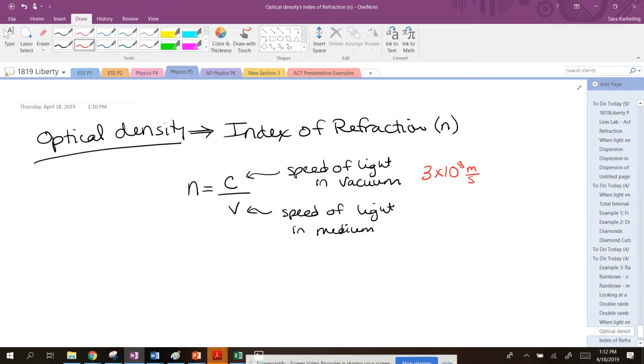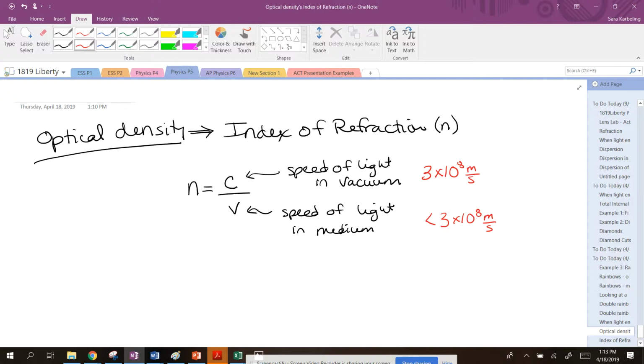Tell me about the speed of light in some medium, something other than a vacuum. Is it going to be faster or slower? It's going to be slower. So the V value will always be less than 3 times 10 to the 8th meters per second. If C is always 3 times 10 to the 8th and V is always less than that, what can you tell me about the value of N? I'll make it a fill in the blank statement. N will always be blank than 1.